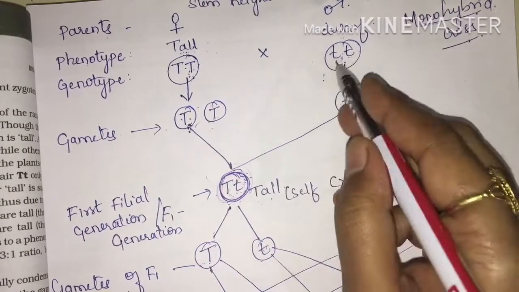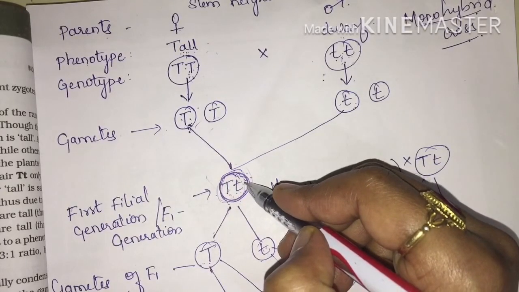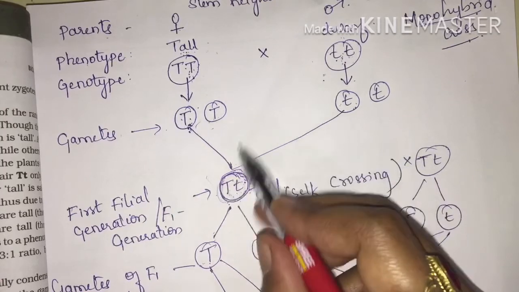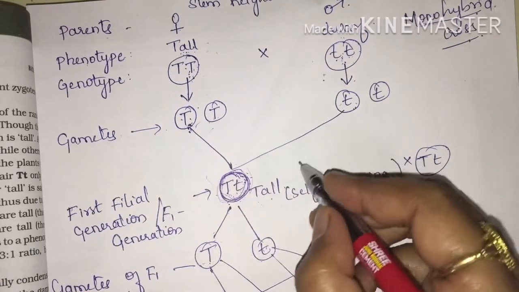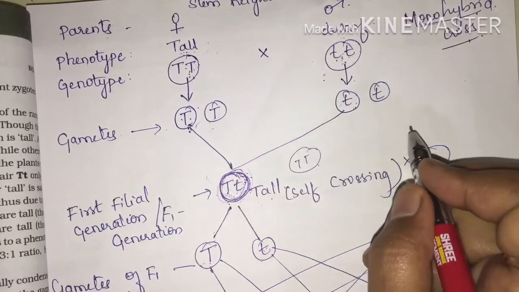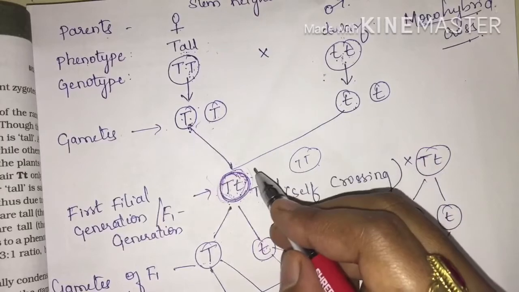Why are we doing this? To know the genotype of an unknown individual. Why do we have to know? Already, after crossing this, we have got that this is the genotype, capital T, small t. We are not having capital T, capital T here. We don't have this. Already we have got this one. So then why do we have to go for a test cross?